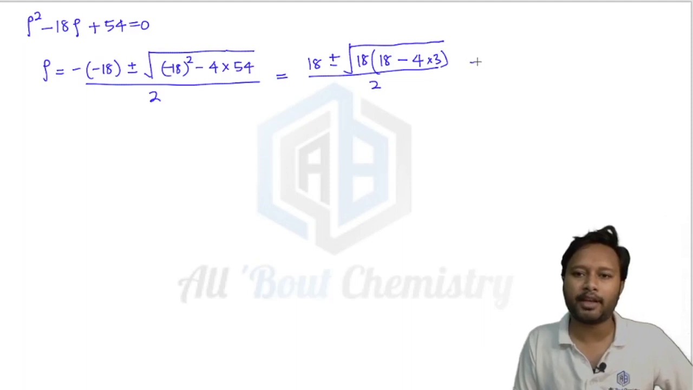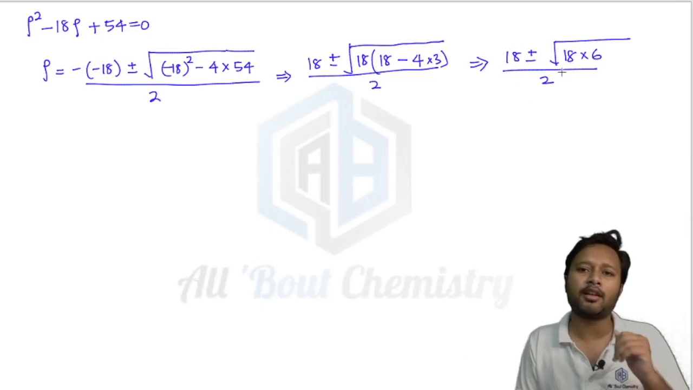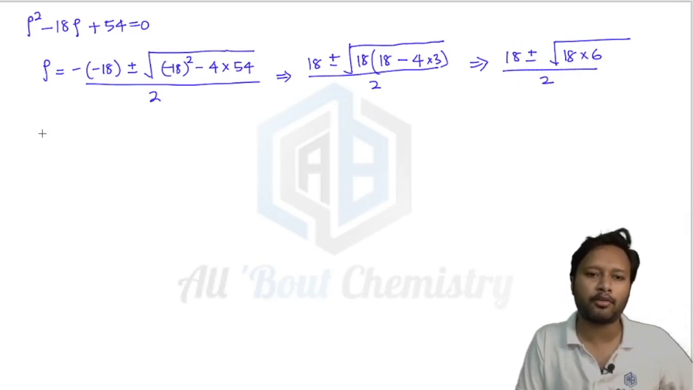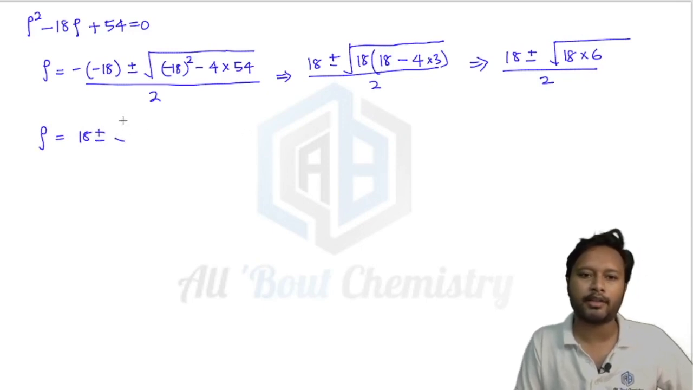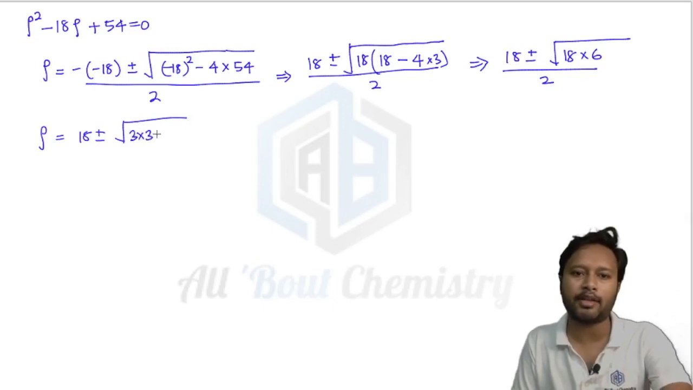That's it. Okay. In the next step, it is 18 plus minus under root 18 multiplied by 18 minus 4 times 3, which is 12. So 18 minus 12 is 6. So 18 times 6 is what I will be getting, upon 2. Now I have to just factorize this and take the things which can be taken common. So my rho will be equal to 18 plus minus, and over here I can write 18 as 3 into 3, that is 9 into 2, and 6 can be written as 2 into 3.